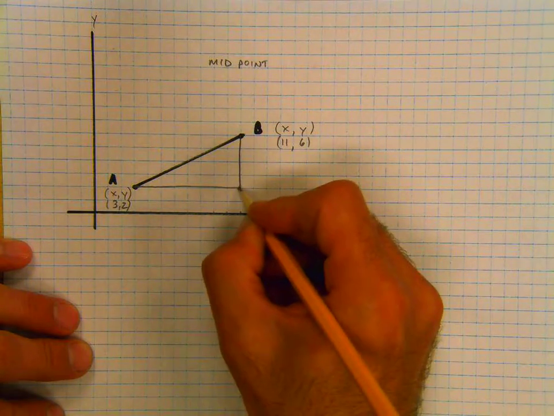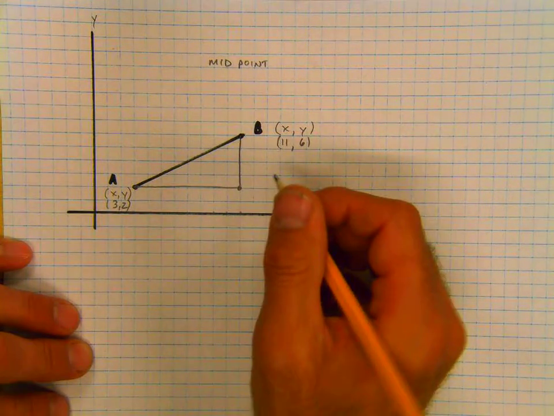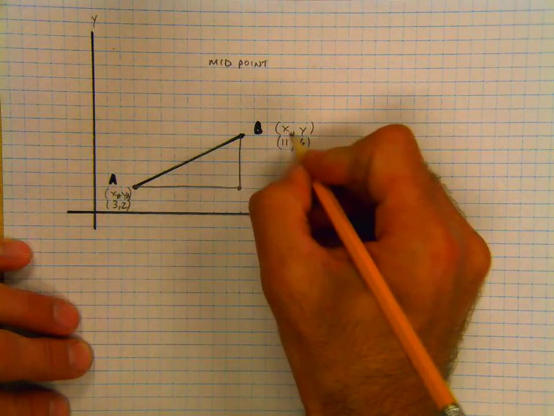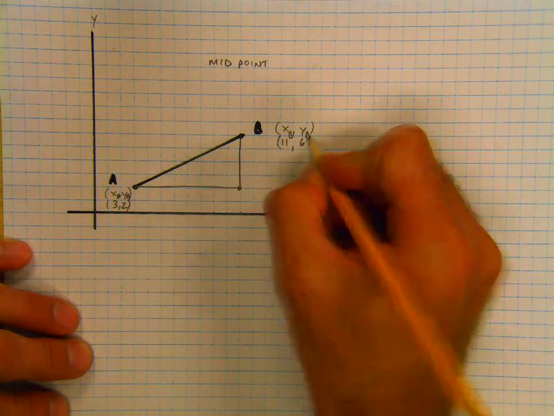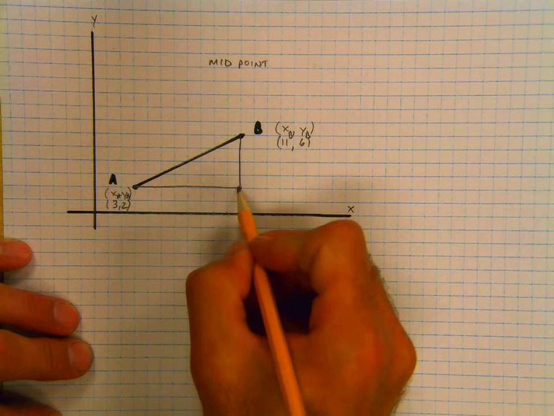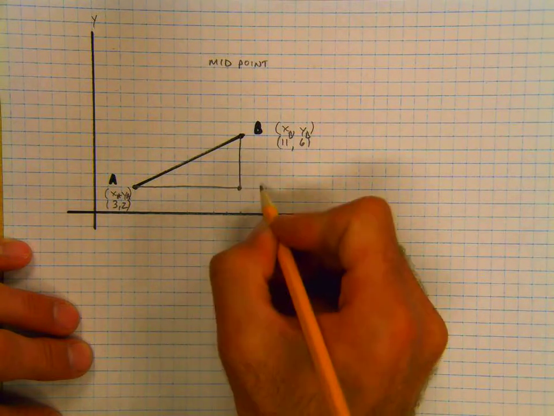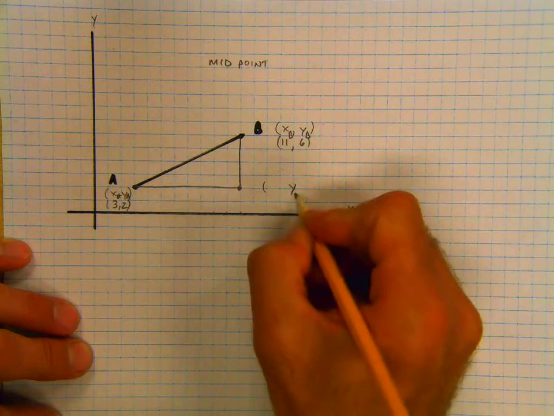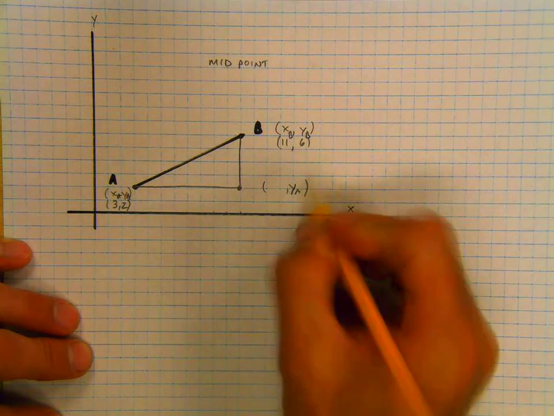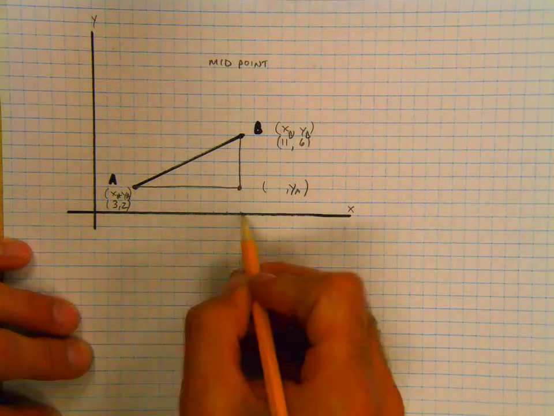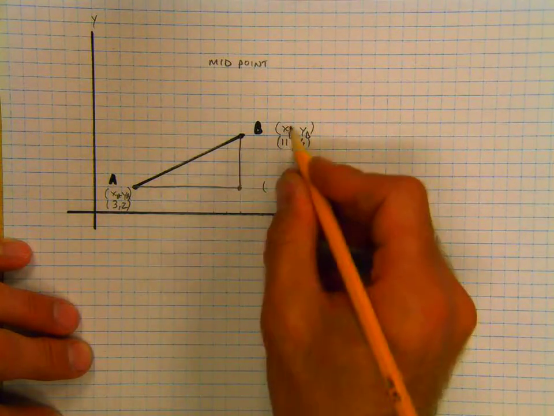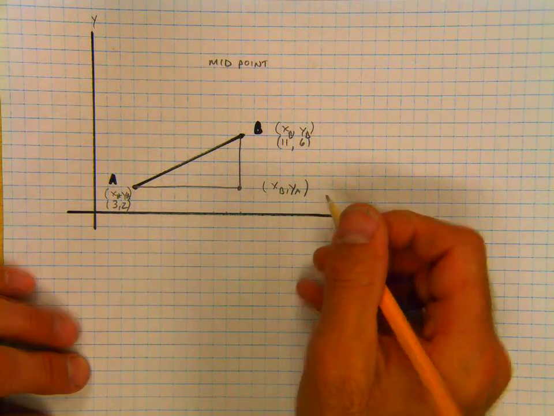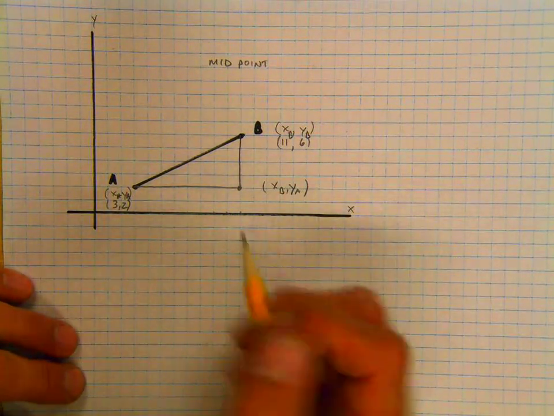So this point right here is, let's see, I'm going to label this XA and YA and XB and YB. This point right here is up the same amount as the A point, so its Y value is YA, and this point here is out the same distance as point B, so it's got the same X value as B. Okay, so here's what we're going to do.